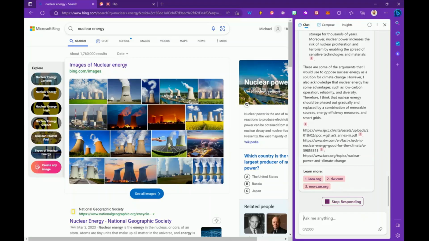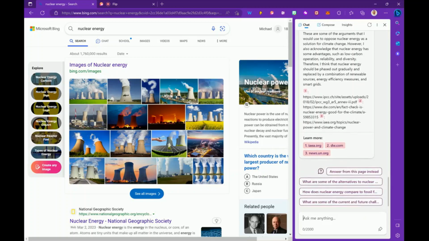Okay, so just one example there of how ChatGPT can be used to improve critical thinking in students and also persuasive scientific writing skills.